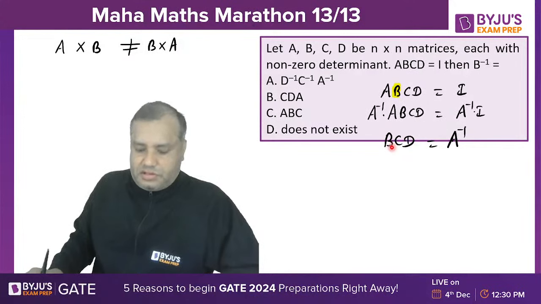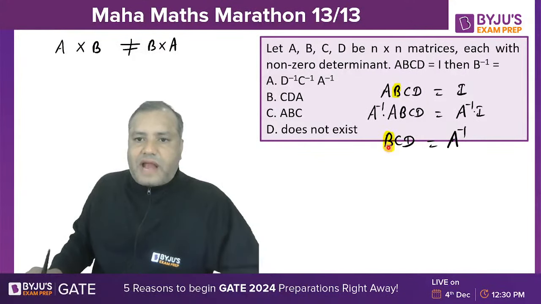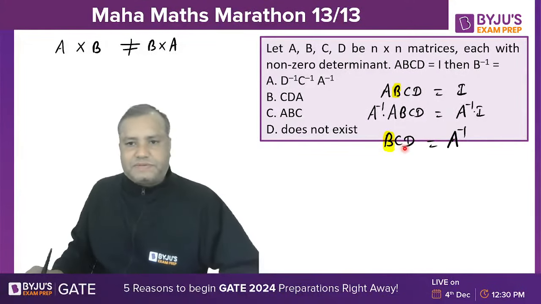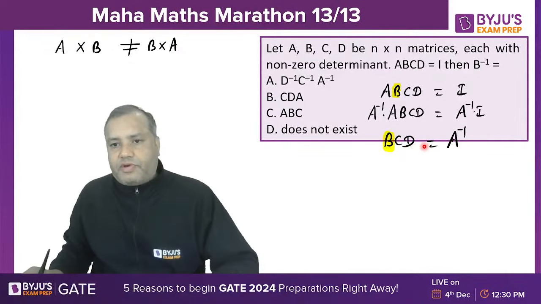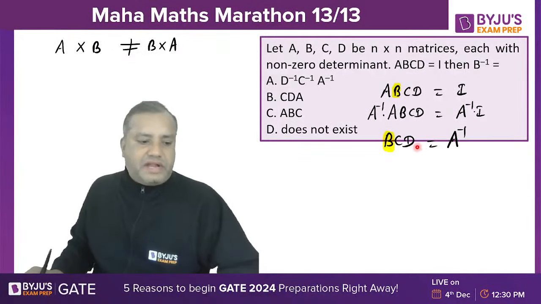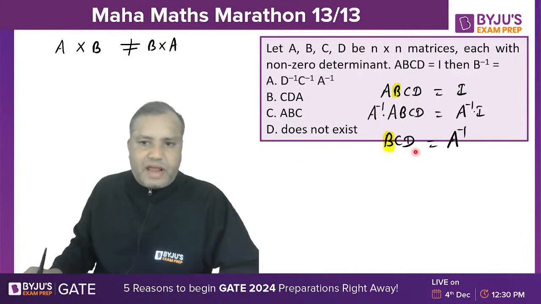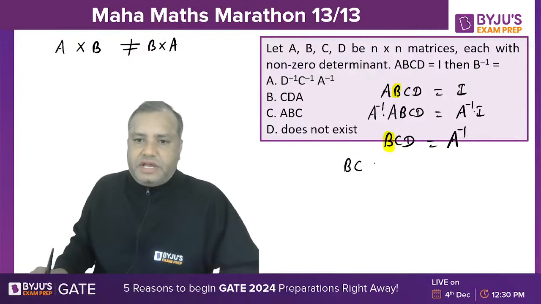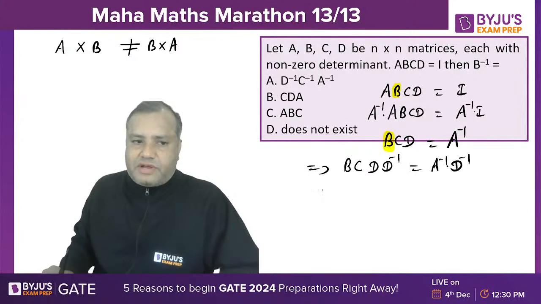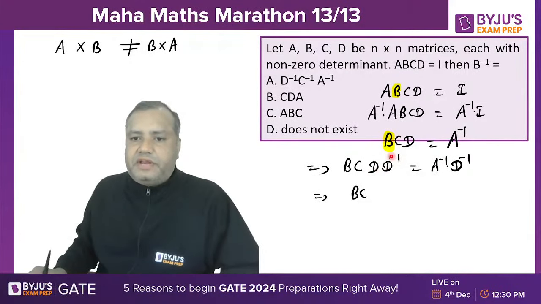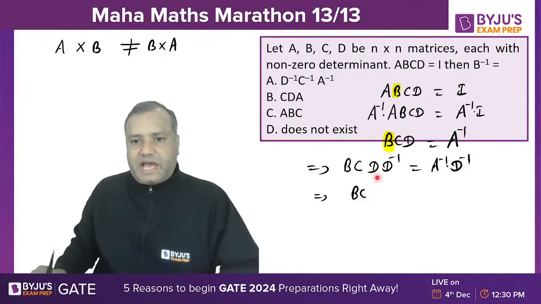Now this time on the right side of B we have got two obstacles, C and D. So right multiplication by D inverse will eliminate D. So BCD into D inverse, A inverse, right multiplication by D inverse. D into D inverse is I. BCI is BC.